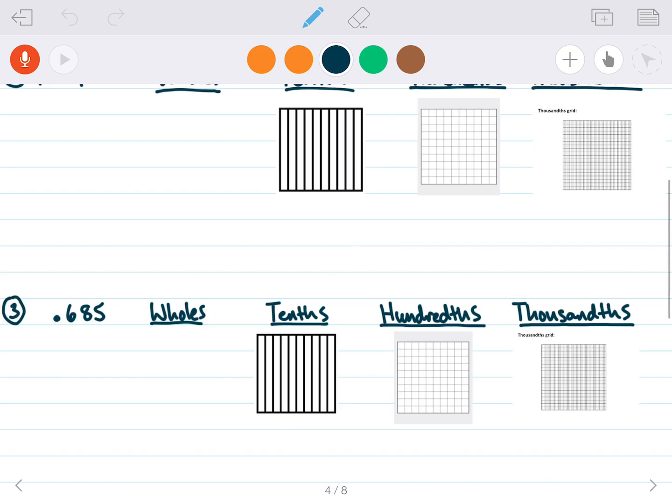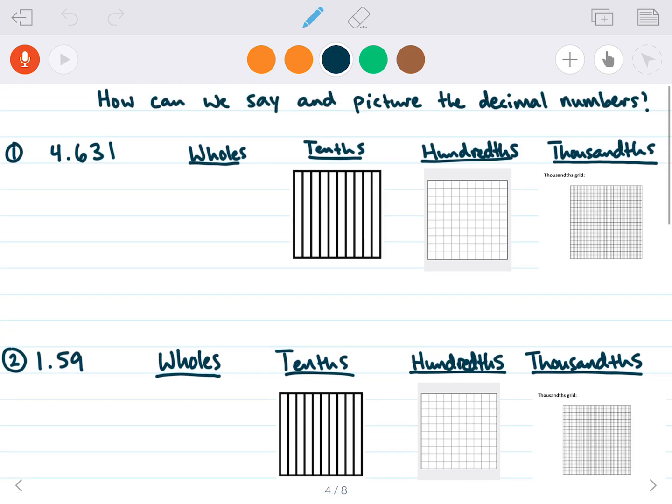So let's do some more practice with this. Let's practice actually saying the number and seeing what this number looks like in picture form. So let's go ahead and do some examples. How can we say and picture the decimal number? First, I'm going to practice with you guys saying this number. We want to say the whole number first. In this case, it's 4. So we would say 4 and now comes the parts. So 631 is the number we see.